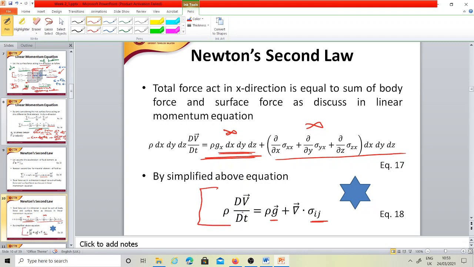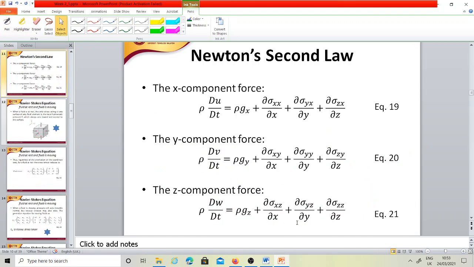Okay, so we have the simplified form in this case. So rho, this is F is equal to ma, so we have the rho, and in this case this will be cancelled out, right? This part, and this part. So we can simplify it like this. Okay, so finally we have this equation. Okay, so the same thing we can consider for x directional, y directional, and z direction. So just simplify it like this.